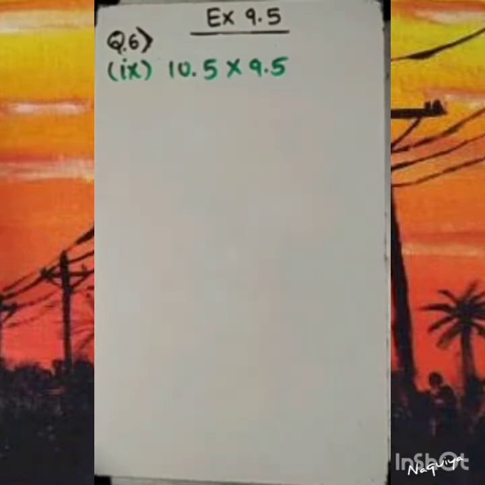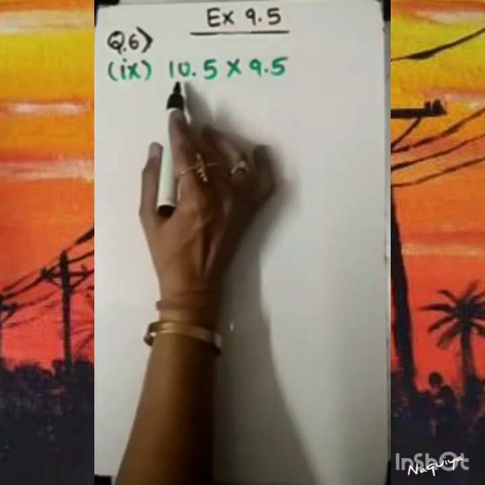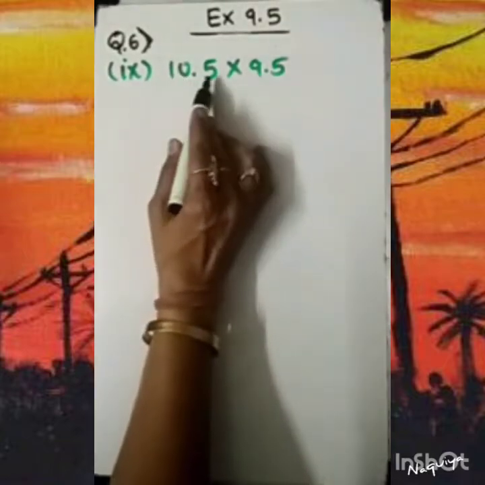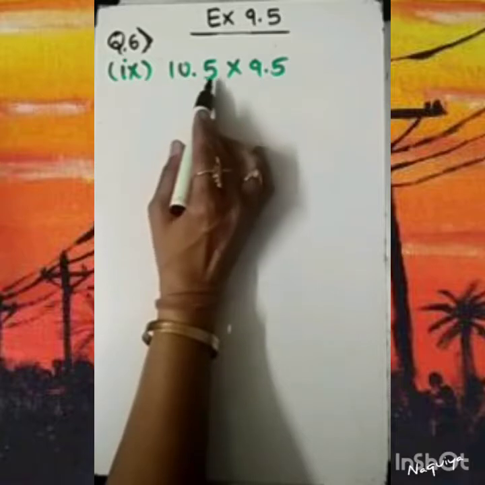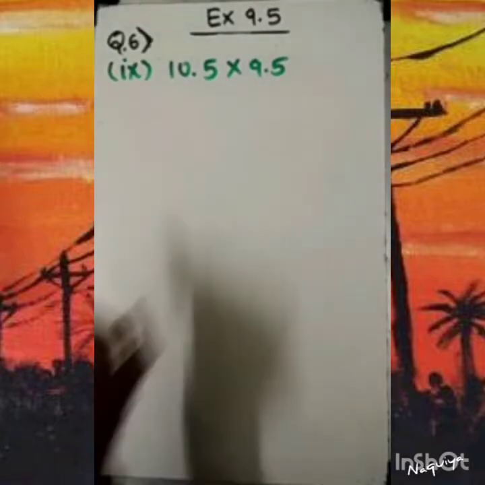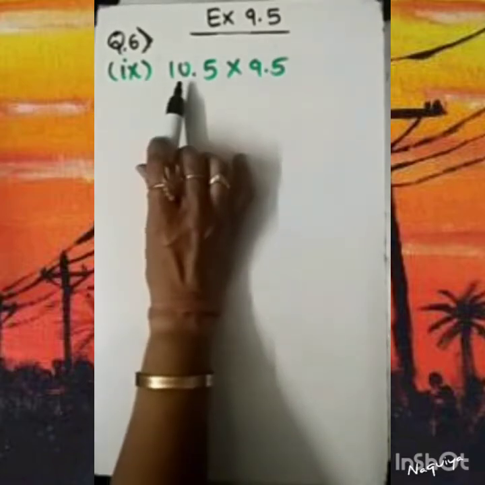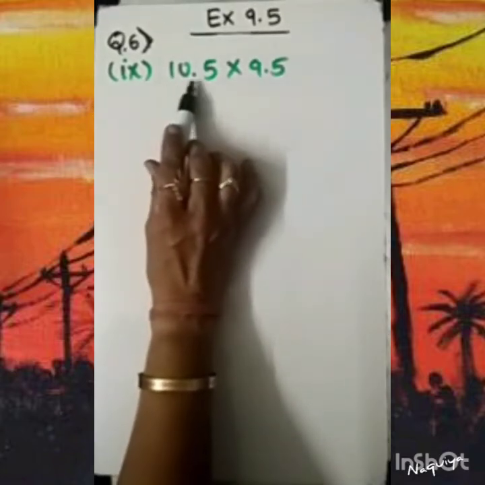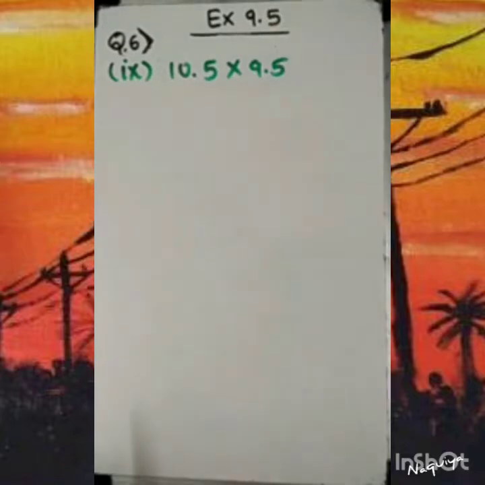So my dear student, the next question is 10.5 into 9.5. Okay, there is a correction in the question, because in some of the books 1.05 into 9.5 is given. So please correct it. In the new edition, if you see the new book, 10.5 into 9.5 is given, that is correct. Fine. So let's see how to do it.